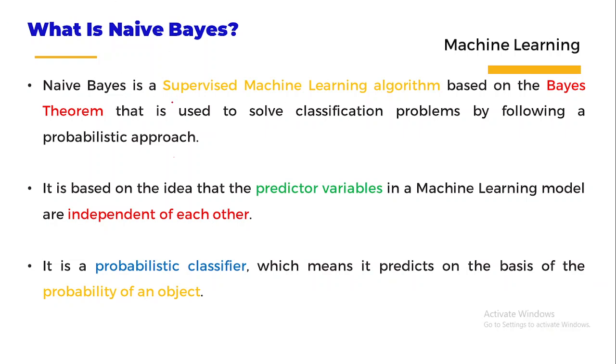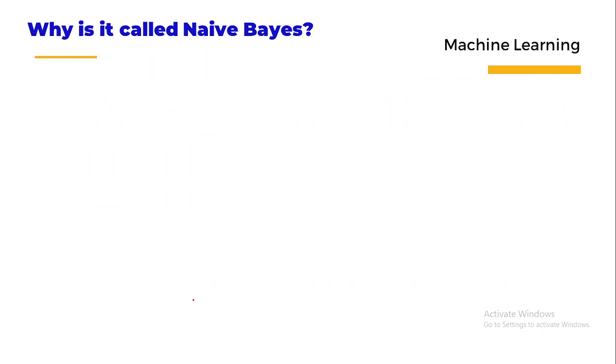So basically, this Naïve Bayes classifier is a supervised machine learning algorithm. Machine learning is categorized into two, that is supervised and unsupervised. Supervised machine learning contains the classification and the regression problem. So Naïve Bayes falls under the classification problem. And we can say it is a probabilistic classifier, which means it predicts on the basis of the probability of an object.